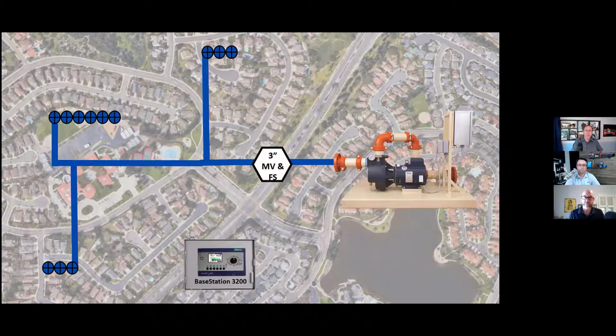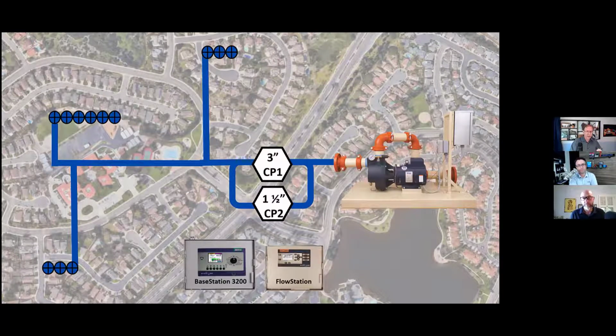So here's what we're going to do on installation out in the field. A couple of things we're going to do. We're going to leave that 3-inch master valve and 3-inch flow sensor in place, and we're going to name that control point 1. Then in parallel series, essentially a bypass configuration, I'm going to install a 1.5-inch flow sensor and 1.5-inch master valve, and we'll name that control point 2.